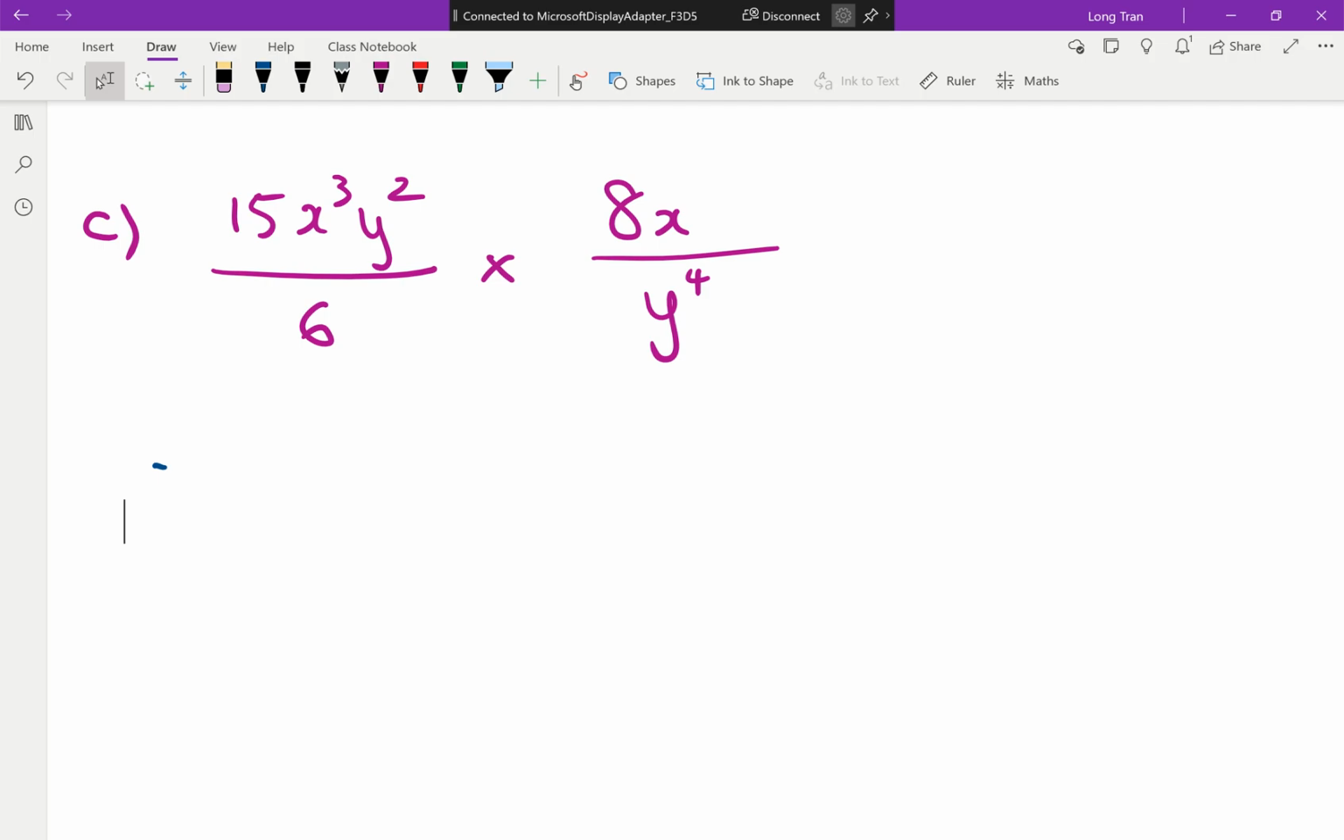Now this is what I want you to think about. What is y squared divided by y to the power 4? Because that's what we're doing here. We're saying y squared divided by y to the power 4. Y times y over y times y times y times y. Very good. I like the fact that James is breaking this apart.